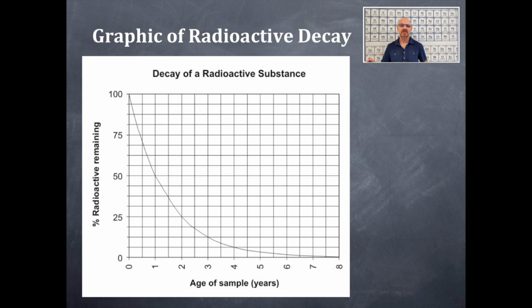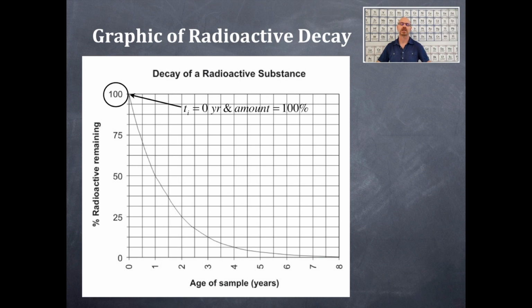On the x-axis, which is the horizontal, is the age of the sample in years. Really simple, 0, 1, 2, 3, 4, 5, all the way to 8. On the y-axis, the vertical one, we have the percent of radioactive sample yet remaining. And notice that this graph goes like that. It starts off here at 100%, so that's at time 0, at year 0, I have 100% of my sample.